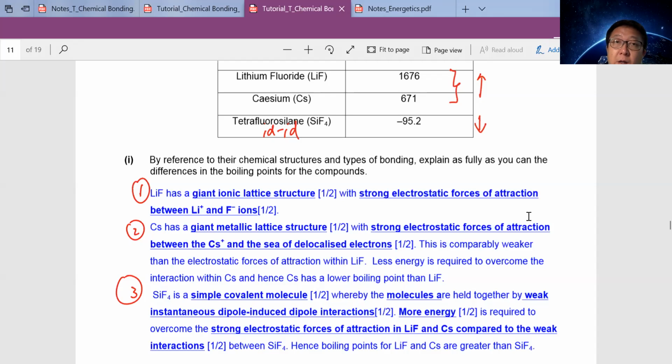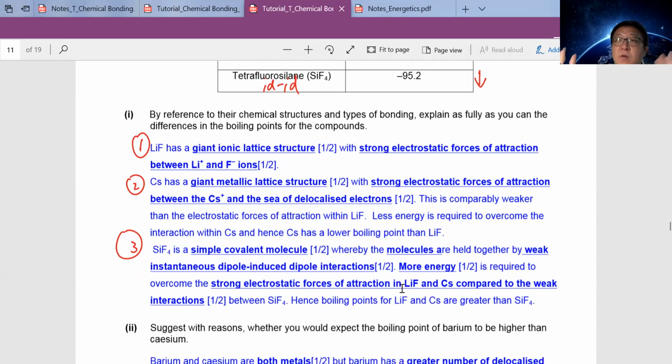Silicon fluoride, tetrafluorosilane, SiF4 is non-polar. Therefore, there is only ID. Don't need to say whether polar or non-polar. We never ask you whether polar or non-polar. Okay, straight away go right into the question. Or you can identify it is weak ID, you just mention that, and then contrast between the other two structures to score your full points. Simple as that. Any question first?